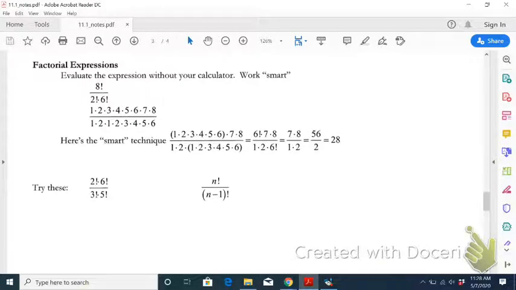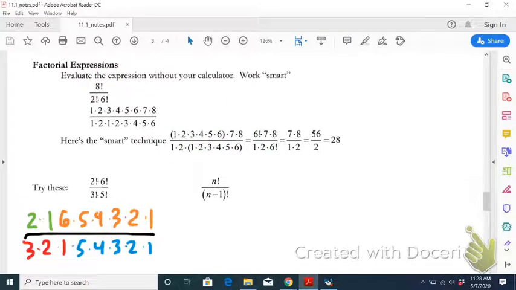So it's by working smart. Let's say we had 8 factorial over 2 factorial divided by 6 factorial. If you wrote out 8 factorial and then 2 factorial and 6 factorial, you'll notice a lot of things cancel out. Like right here, 6 factorial over 6 factorial. Then we're just left with 56 over 2, and we get 28. So try these 2 examples here. Pause the video, and we'll finish this video with that solution.